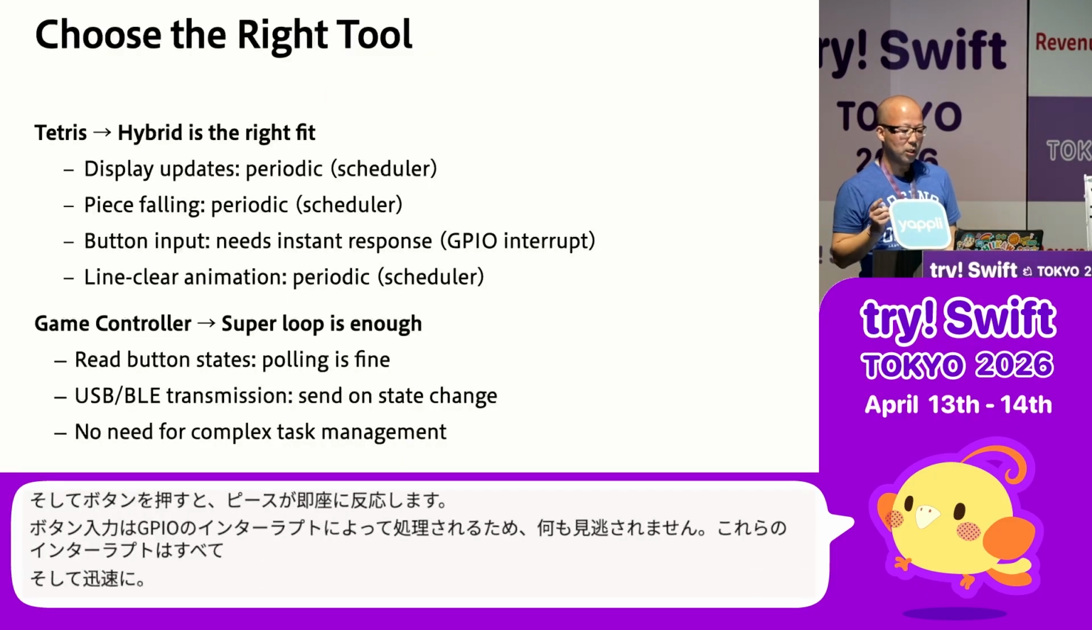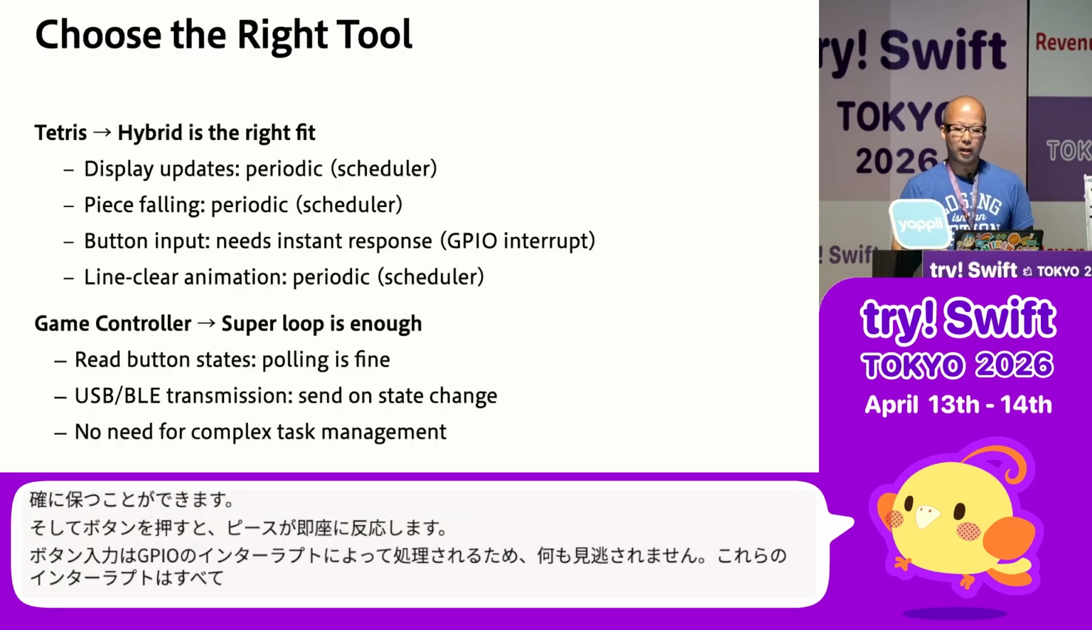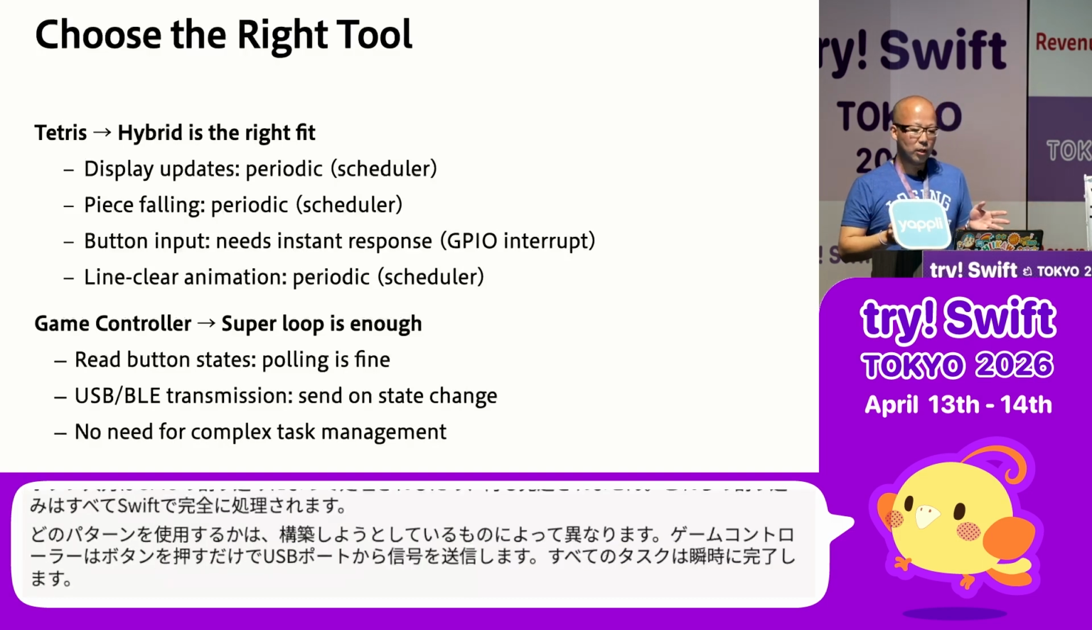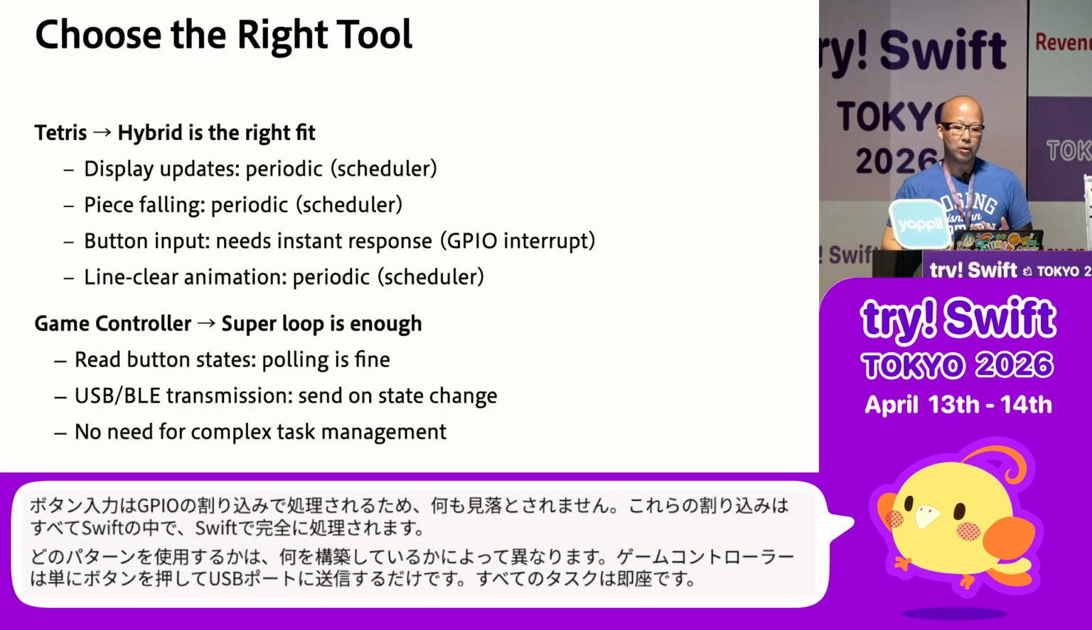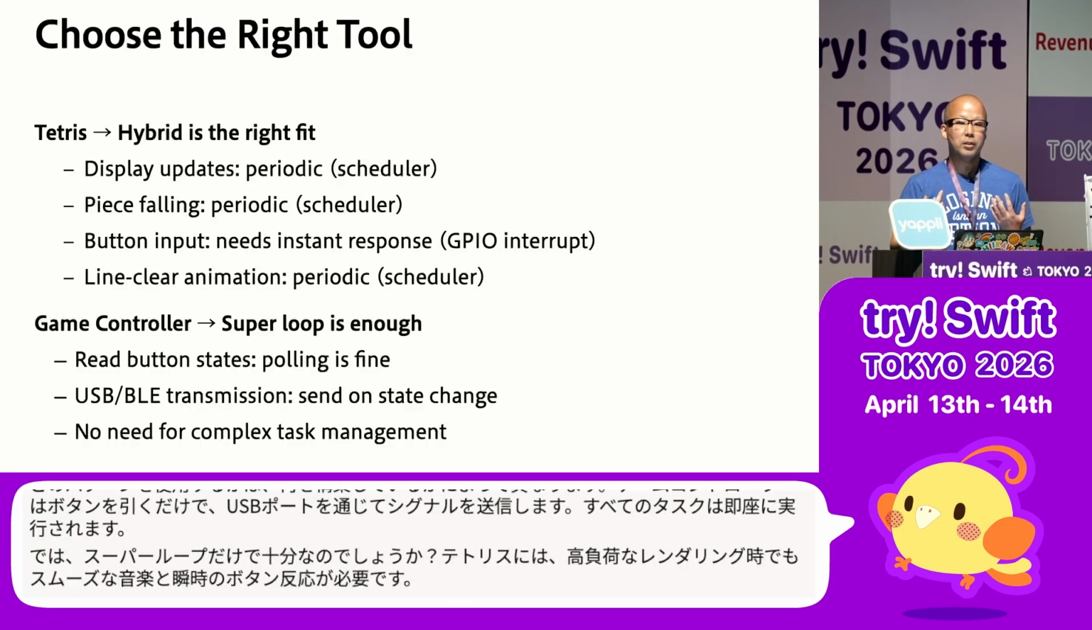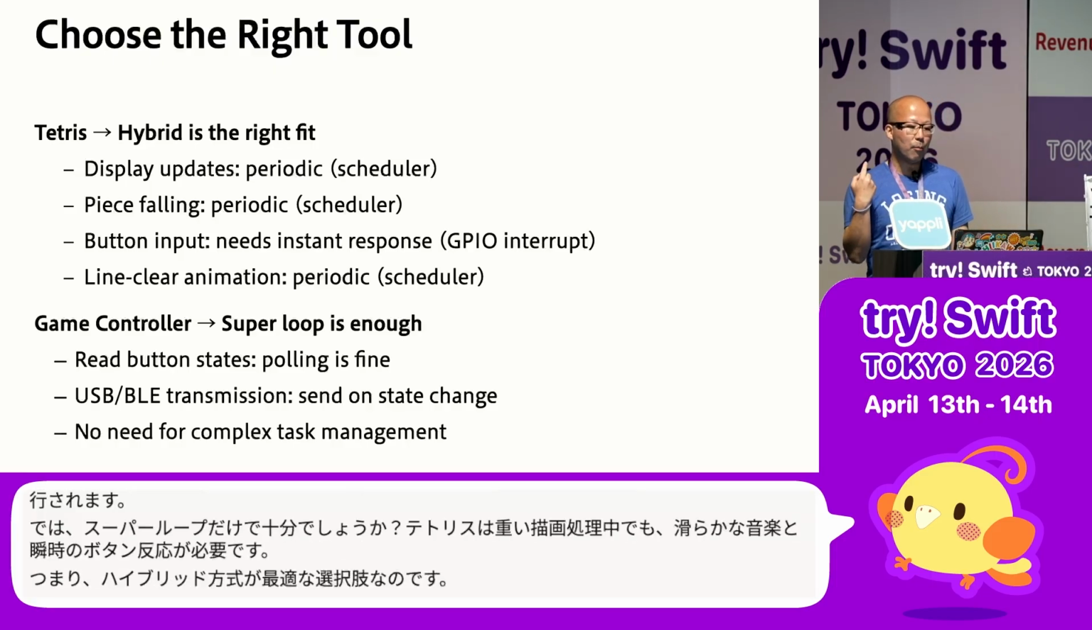Which pattern to use depends on what you are building. A game controller just polls buttons and sends USB reports. Every task is instant, so a super loop is enough. Tetris needs smooth music and instant button response during heavy rendering, so the hybrid approach is the right fit. The key is to pick a pattern that fits your application's requirements.